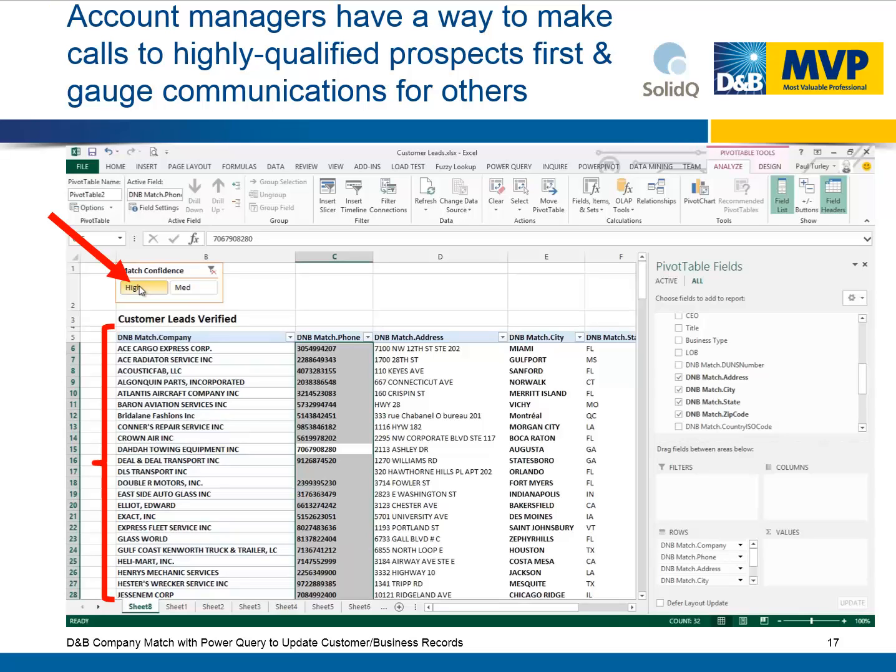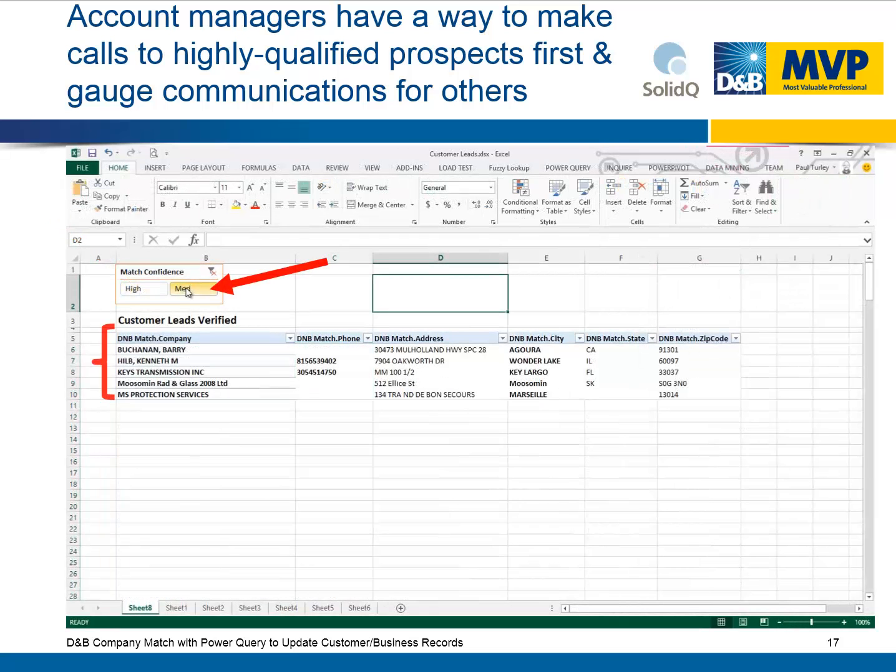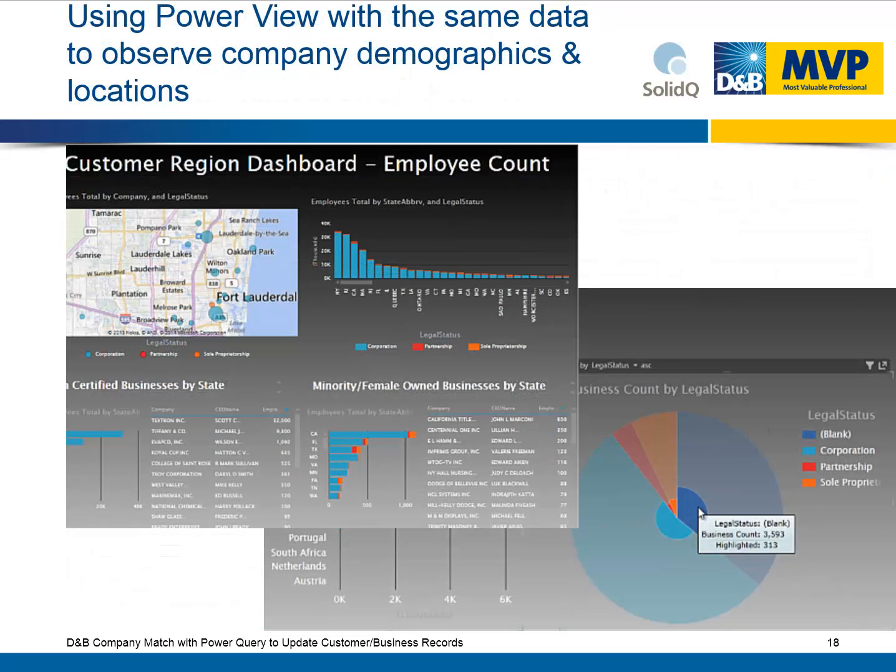Then I use my slicer. I click on high and I see all of the companies for which I had a high degree of match. And then after I've worked that list, I can work through those companies that may be suspect, that have a lower degree of confidence. So with this data, I have addresses, I have latitude and longitude, I have all of this information that I can use to analyze it now using tools like Power View. So I can map it.